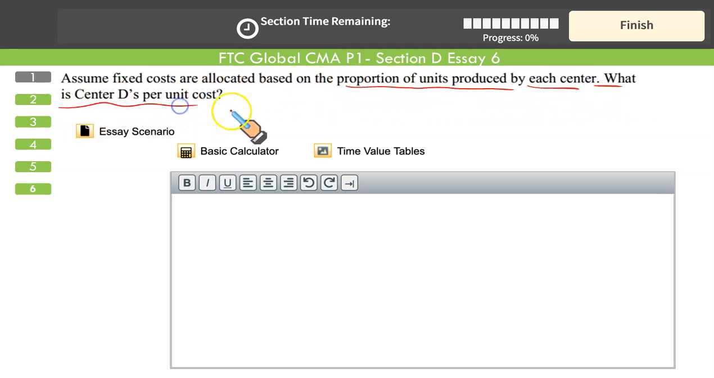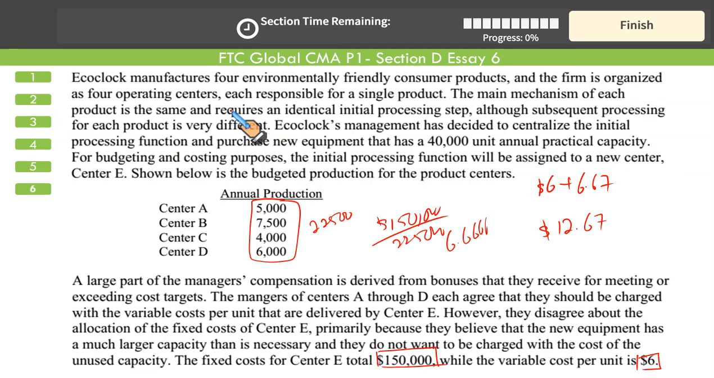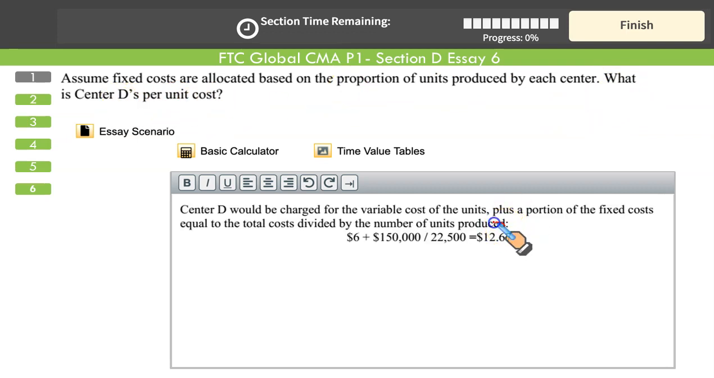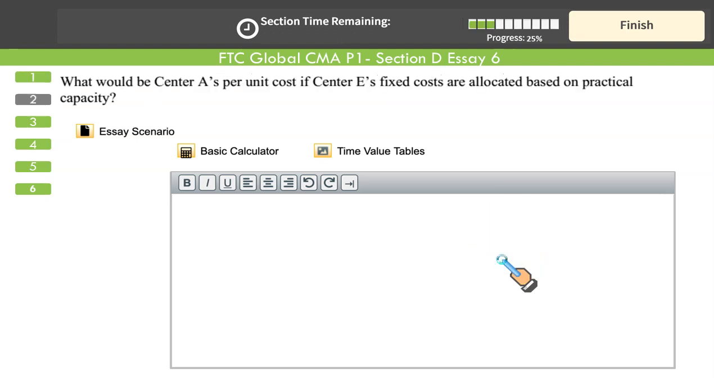Assume fixed costs are allocated based on the proportion of units produced by each center. What is Center D's per unit cost? Per unit cost for all of them is the same: 12.67 for A, 12.67 for B, 12.67 for C and D. If this is the basis used, then the cost is the same for all, because we have used the common division 22,500. So the unit cost would be the same for all. What is Center D's unit cost? 12.67. A same, B same, C same. Right? What next?